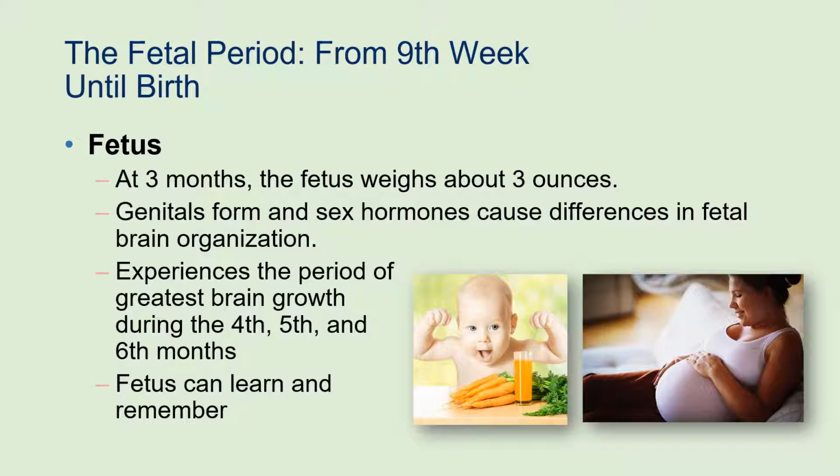At about 4 months, the fetus weighs roughly 4 to 8 ounces, which is large enough for the mother to feel its movements. In the last 5 months of pregnancy, the fetus gains an additional 7 or 8 pounds before birth. During this period, genitals form and sex hormones cause differences in fetal brain organization, and this period experiences the greatest brain growth during the 4th, 5th, and 6th months.